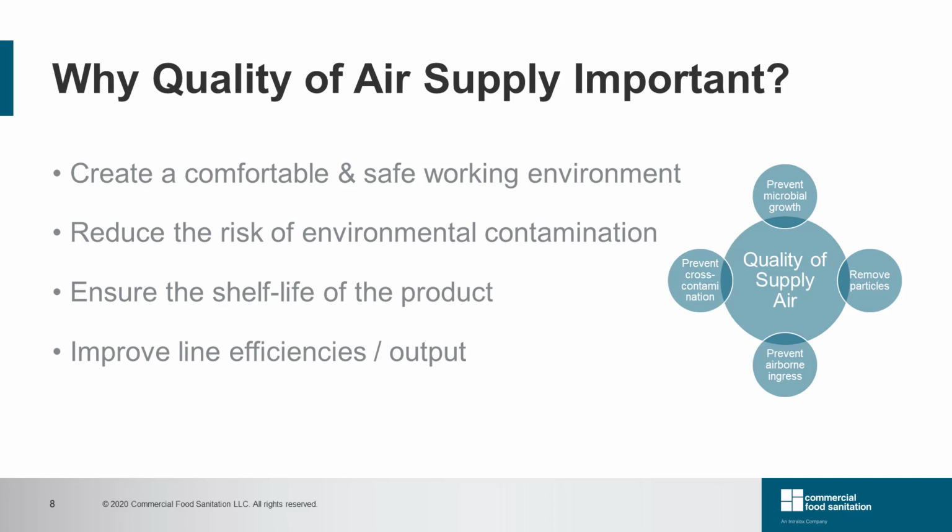Second, we reduce the risk of environmental contamination to the product. Third, air quality can impact the shelf life of the product. If there are spoilage bacteria in the air, such as yeast and mold, these could contaminate the product, which would decrease the quality of the product and shorten the shelf life. Fourth, if there are air pollutants that will affect the quality of the product during a production run, the line may need to be shut down more frequently for cleaning, which affects efficiencies of the production line.